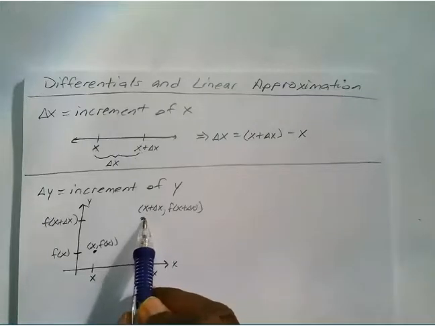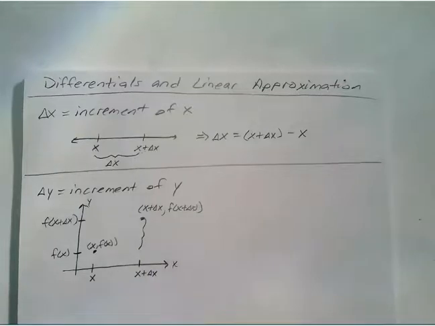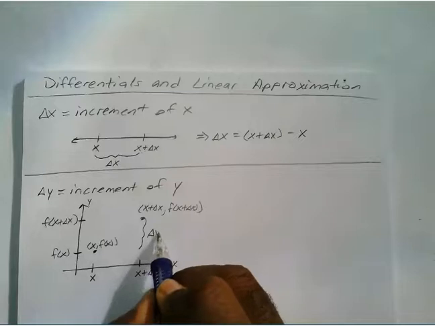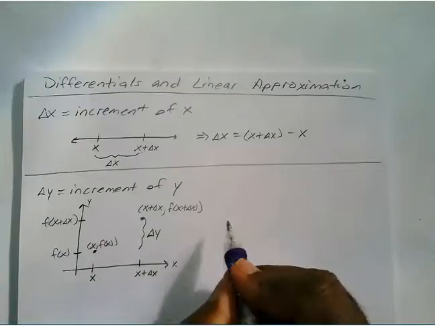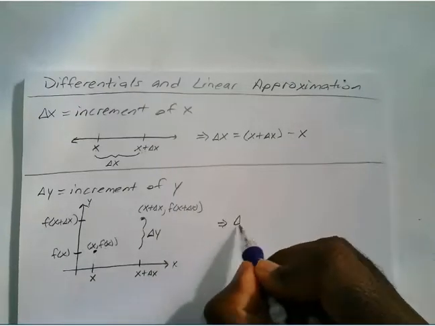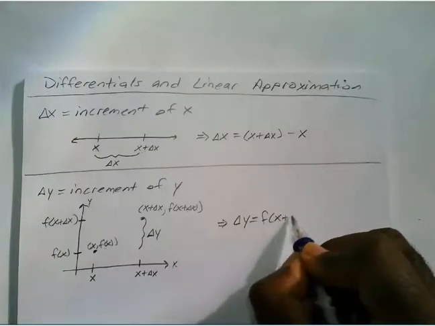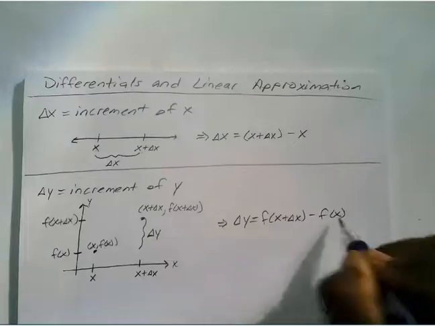So let's say if we want to find the distance on the y-axis between those 2 points, that would be our delta y, or our increment of y. We'd have to subtract this y value from this y value. So our delta y would equal f of x plus delta x minus your f of x.